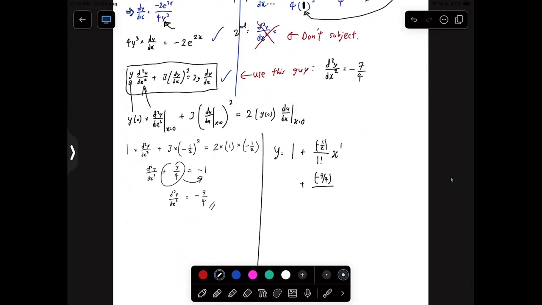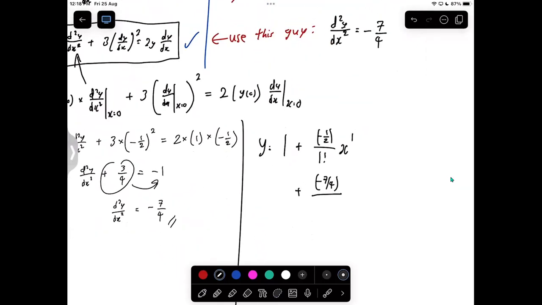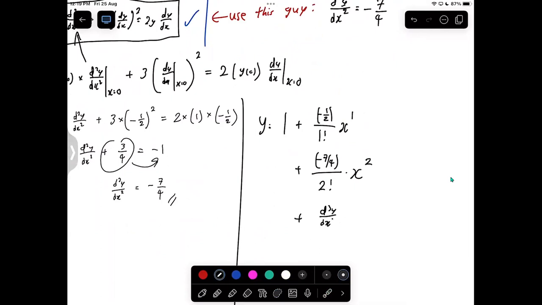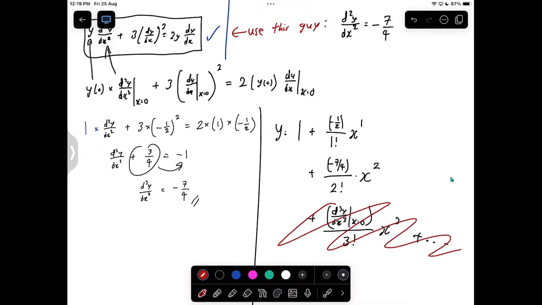Remember? 1, 1. What's after 1? 2. So divide by 2 factorial times x to the power of 2. Then after that, if you have the third derivative, it will be d3y by dx cubed when x equals 0. On the numerator, divide by 3 factorial times x power 3, and so on and so forth. But we don't need this, not relevant. Not requested by the question, then don't do it. And that's your answer already.